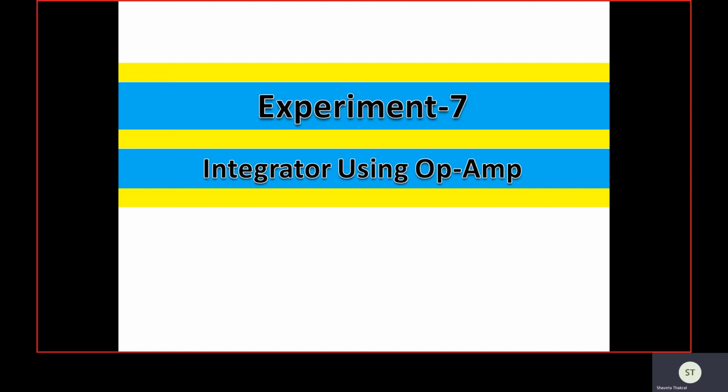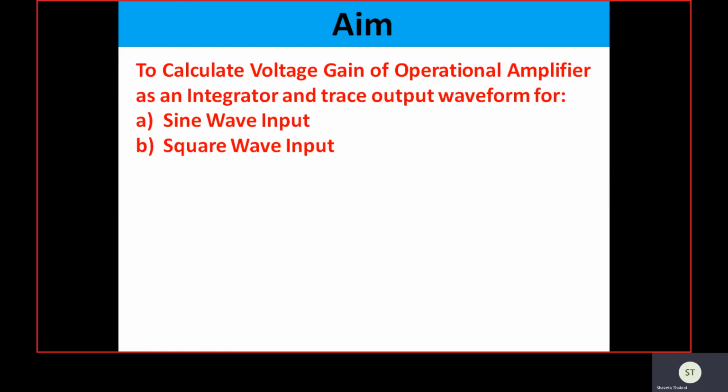Today we are going to perform an experiment via a virtual lab platform, and the aim of this experiment is to calculate the voltage gain of an operational amplifier as an integrator and trace the output waveform by taking the sinusoidal input signal as well as the square waveform as an input signal.